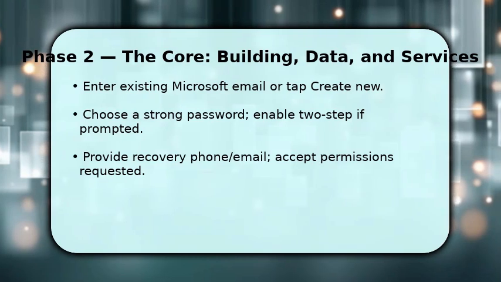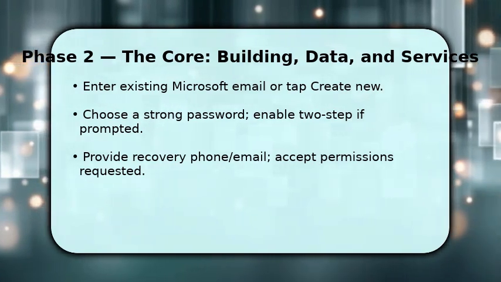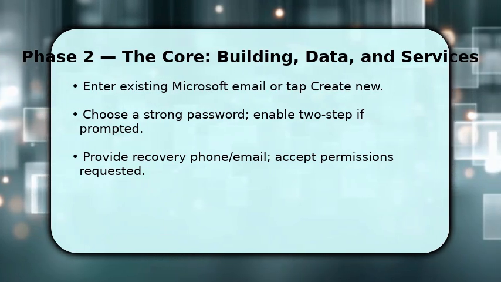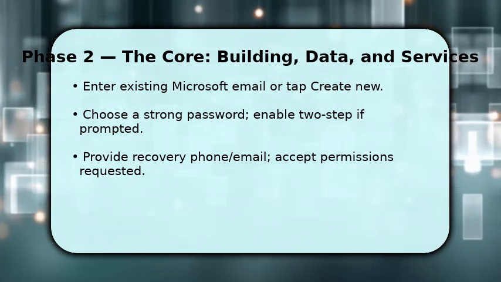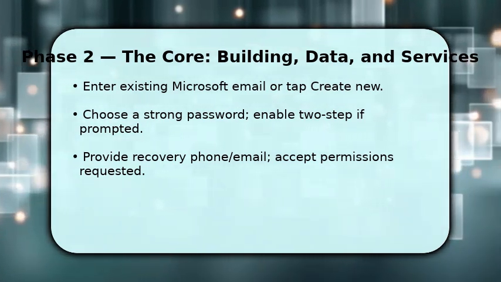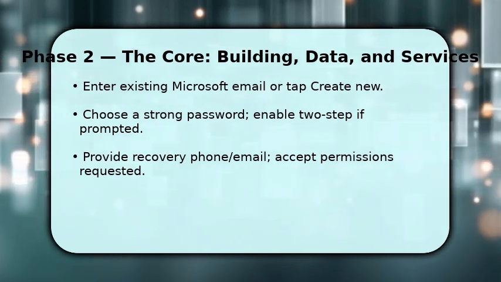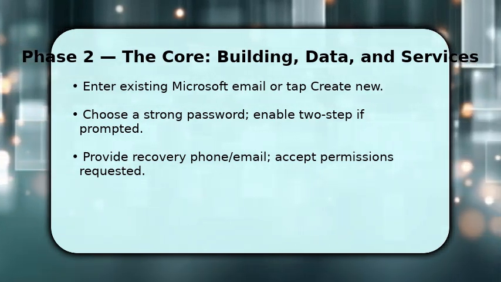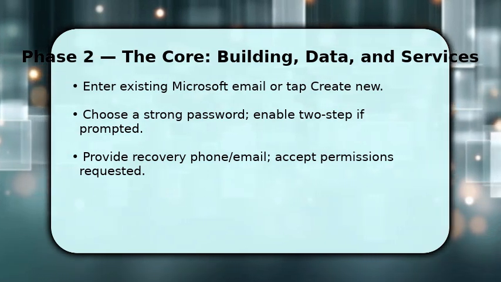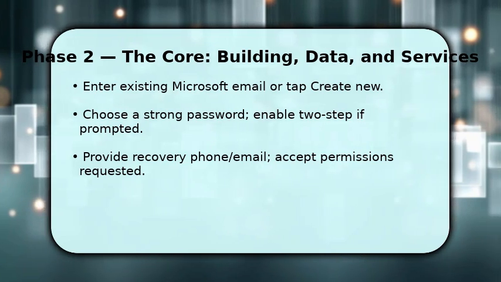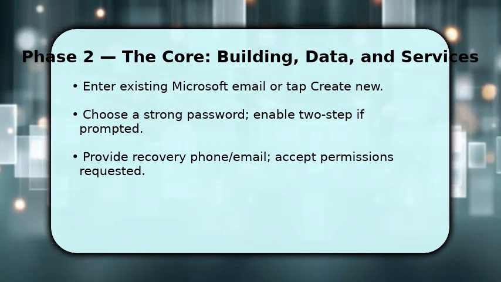You now complete the middle steps of account creation or sign-in. If you use an existing email, type it and the password, then allow Mojo Launcher permissions. If creating new, pick a unique username, set a strong password, and follow the verification prompts. Make sure to add a recovery phone number or alternate email. This prevents lockouts. Once you accept Microsoft's terms and app permissions, the account setup proceeds.